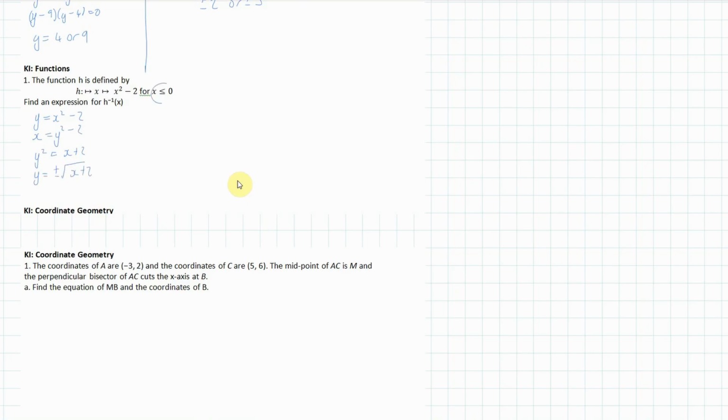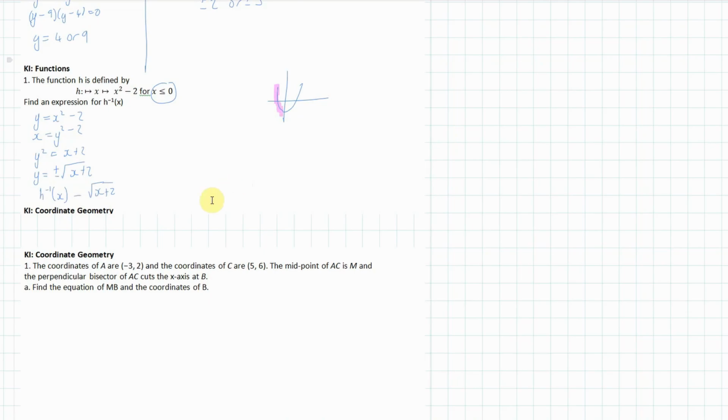Now, given that we're looking at x is less than or equal to 0, if we were to sketch this x squared minus 2, it looks like this, and they're defining the function for this side of the equation, which of course means that when we are putting in our value here, we want minus the square root of x plus 2.